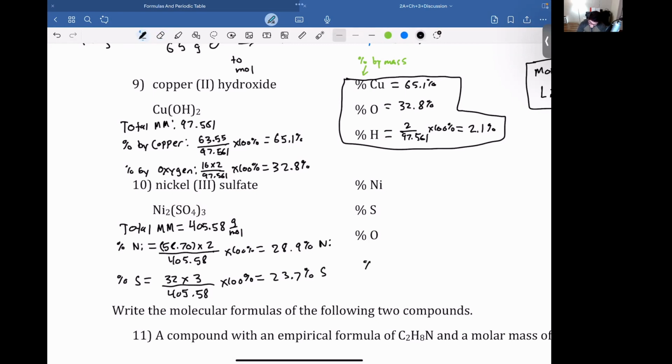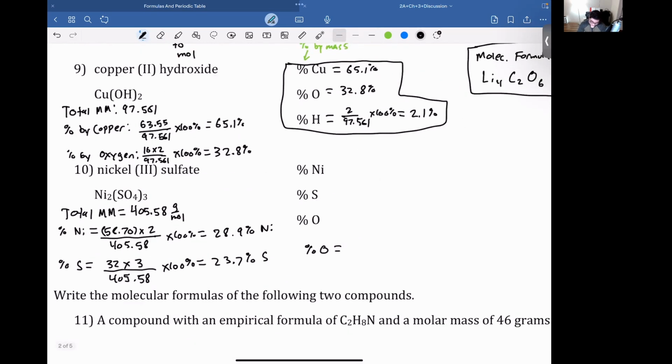Last but not least, you're doing oxygen. It's the same thing. So if you're already comfortable with this, I recommend you skip this part. There are 12 oxygens. There's 4 in an SO4, and there's 3 of them. 4 times 3 is 12. And then you get 47.3%. And then you're done.